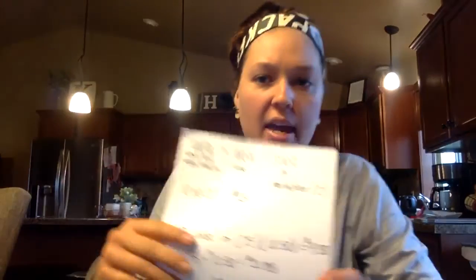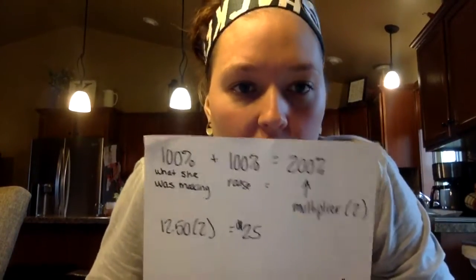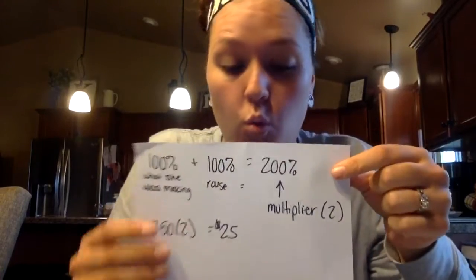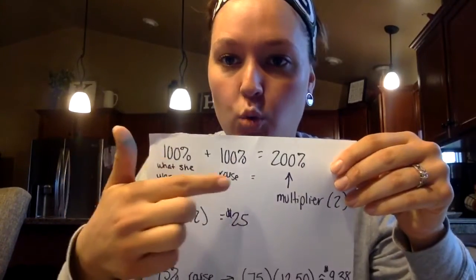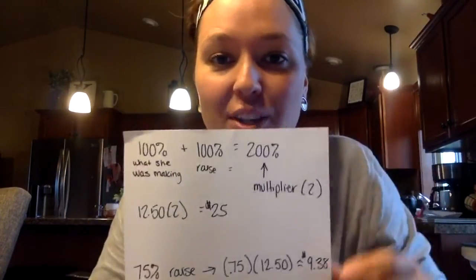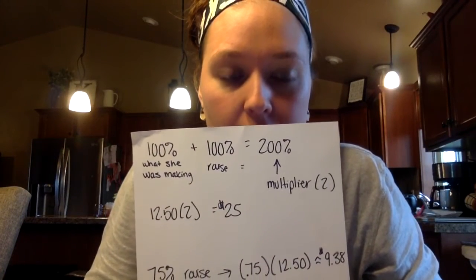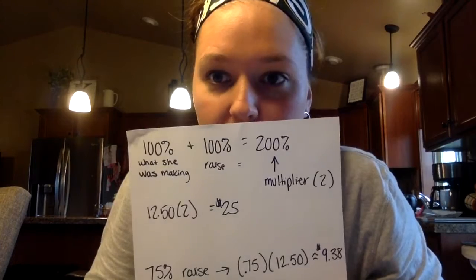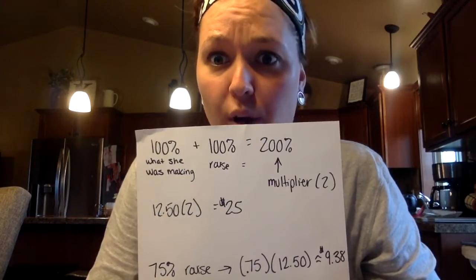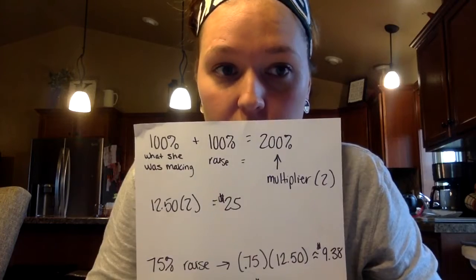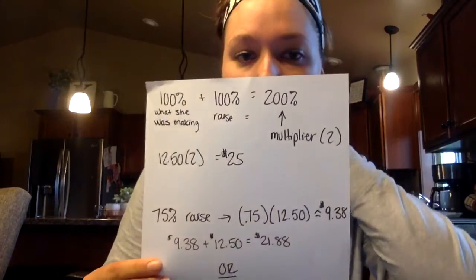So we have A. So she's getting a raise of 100%. That's a pretty good raise, right? This is what she was making. This is her raise amount. So she's making 200% of what she made at summer camp. So 200% as a multiplier is 2. Right? So you can take $12.50 and multiply it by 2 to get $25. So in A, it's $25.